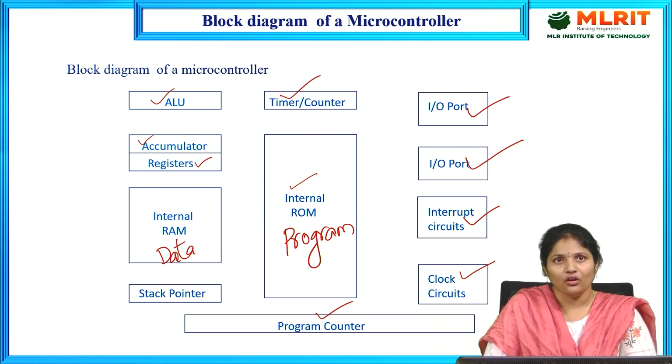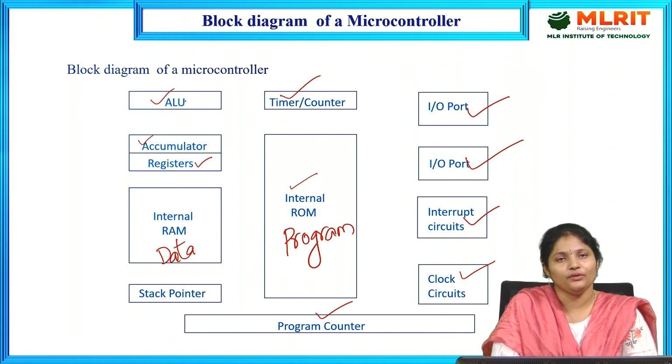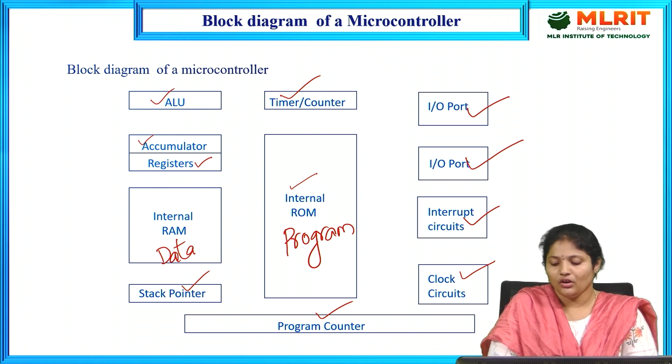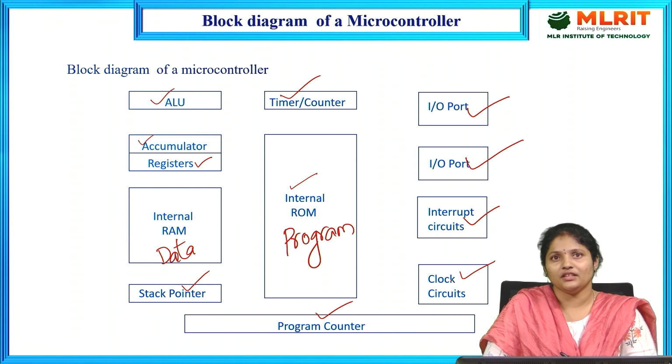So this is the block diagram of a microcontroller: the arithmetic and logic unit, basic registers, internal memory devices, a stack pointer to hold the address of the stack, and a program counter to hold the address of the next instruction to execute. Clock circuits, which is the crystal oscillator, provide the clock frequencies. And there are interrupt circuits and input-output devices.